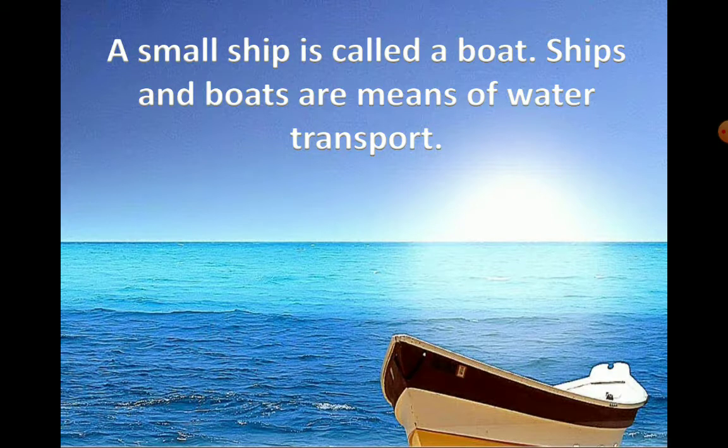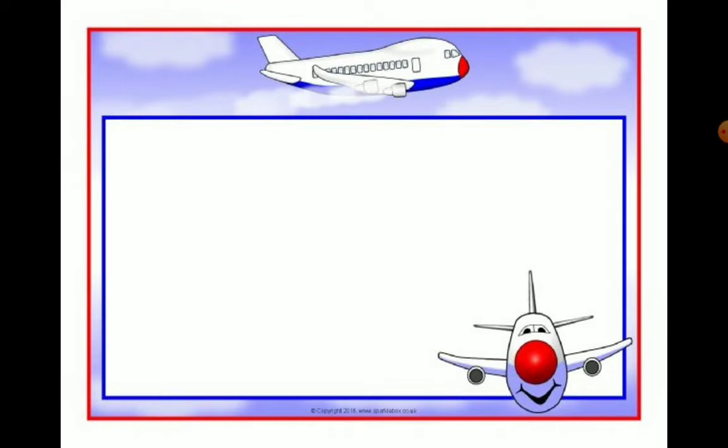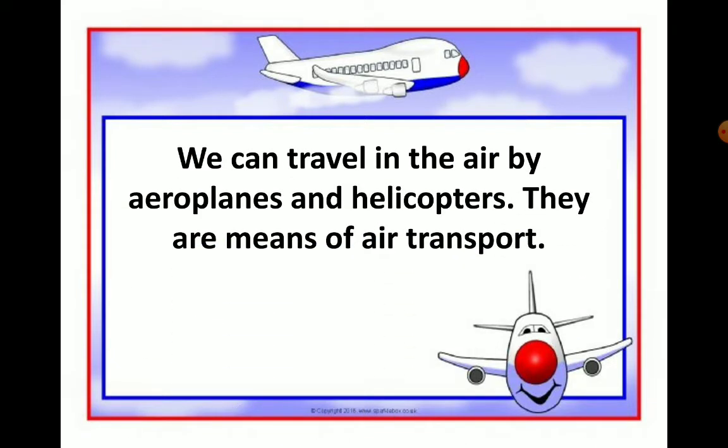Now let's learn about means of air transport. So what is air transport? We can travel in the air by aeroplanes and helicopters. They are means of air transport. So, what is air transport? It means the transport in which we can travel by air is called air transport. For example, we have aeroplanes and helicopter.